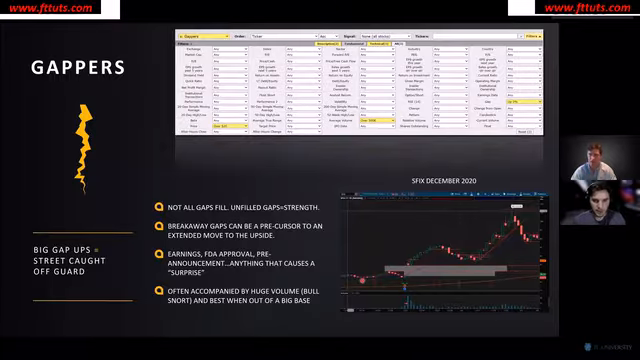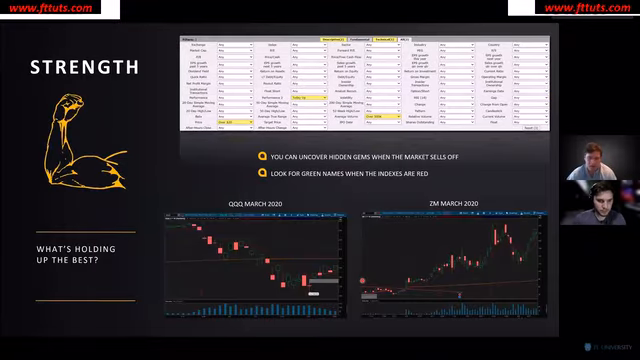Perfect. Yeah, I think that's all the questions I saw about gappers. Okay, cool. So then strength, I think this is fairly straightforward.